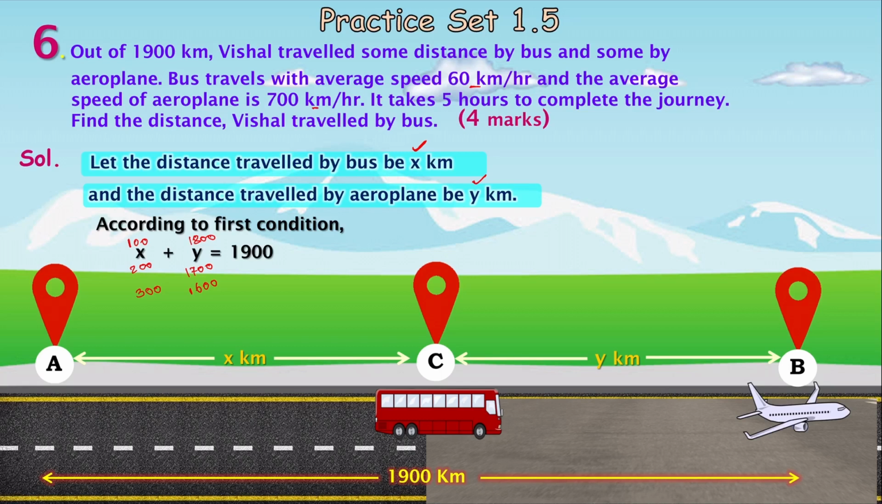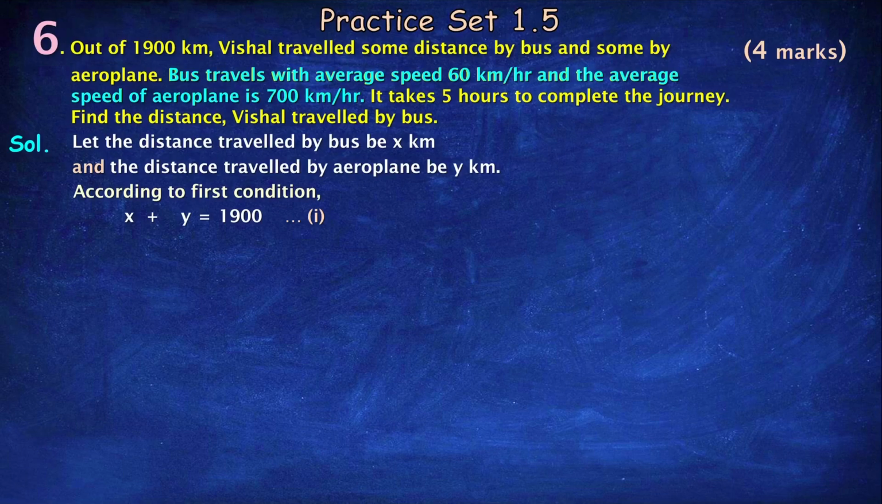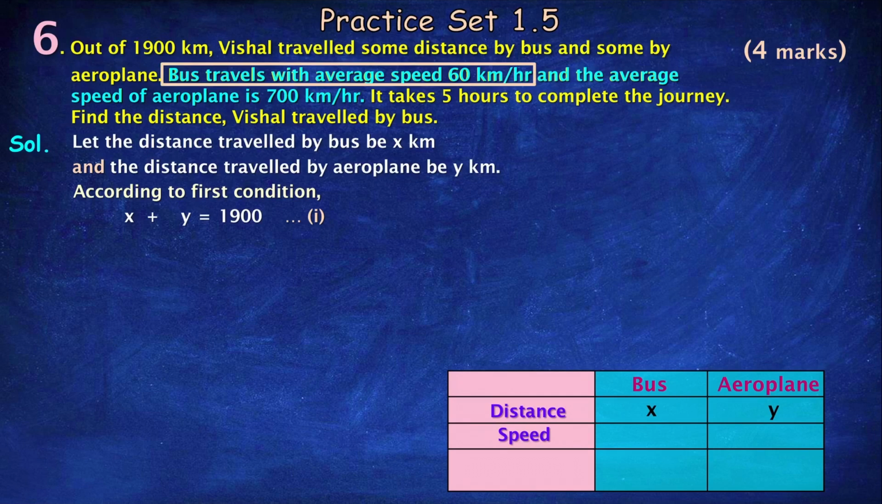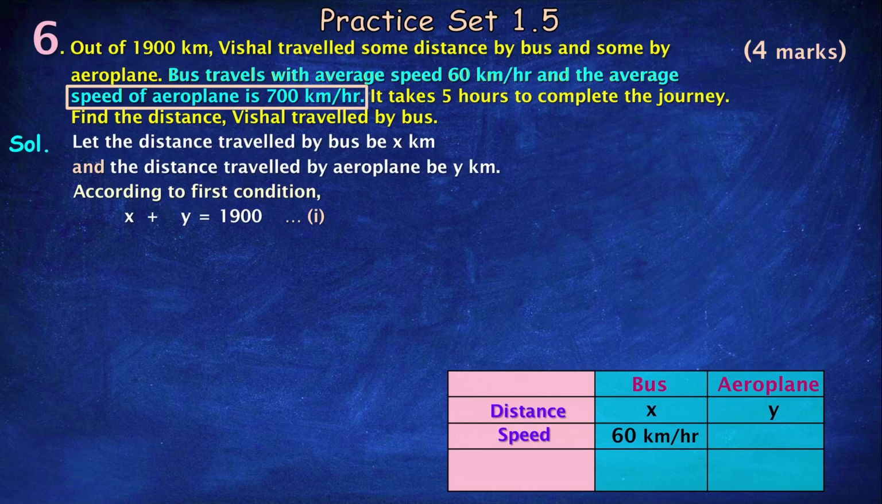Okay, so let's understand what is given here. Let's make the second equation from the speed, because as I said, x and y can take many values now. So what do we know? Bus, aeroplane: distance traveled by bus is x, distance traveled by aeroplane is y. The speed while he was traveling by bus is 60 km per hour, and the speed while traveling by aeroplane was 700 km per hour.